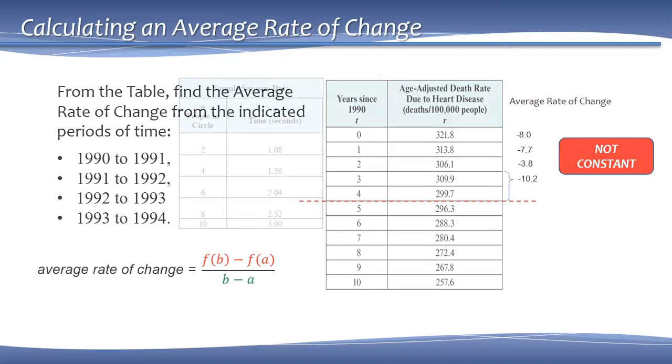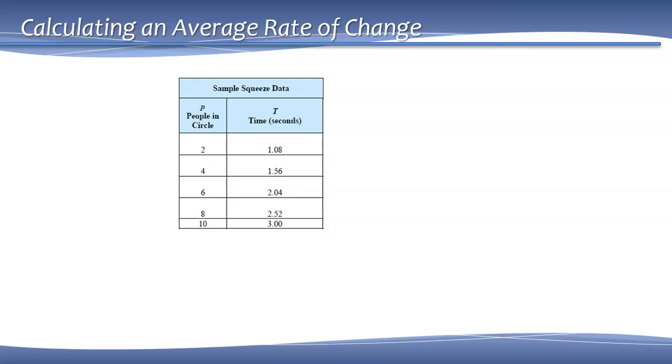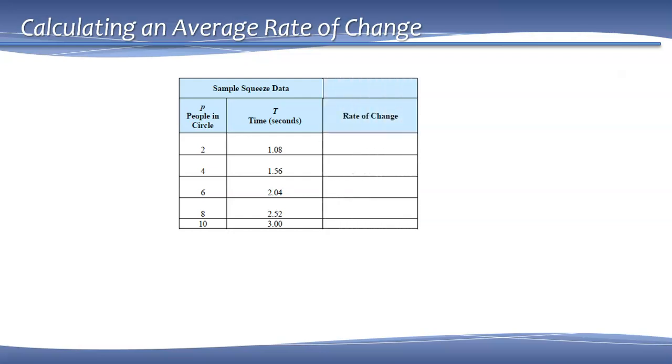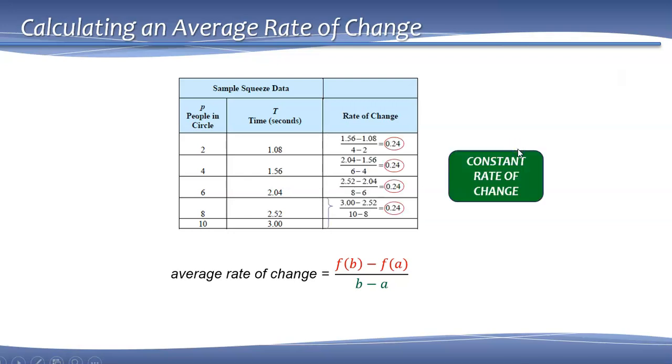For now, let's see this next example. If I want to find the average rate of change between the input 4 and 2, between these two intervals, remember this is one point and this is another point, the input, the output, the input, the output. So the average rate of change using the formula we have, for the first one 0.24, for the next one 0.24, and so on. And we can see here that the average rate of change is constant.